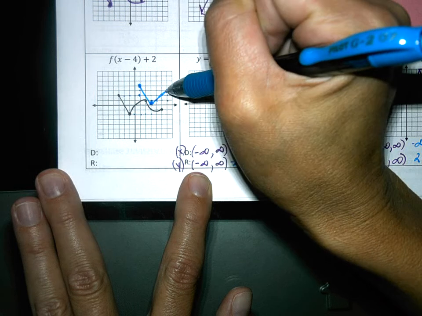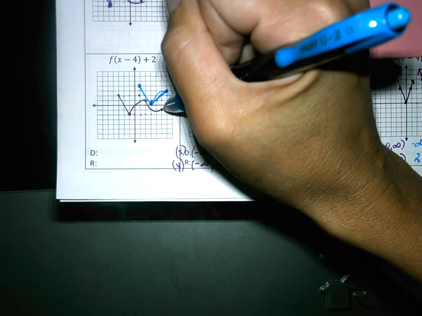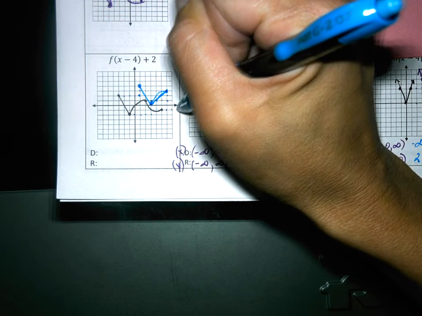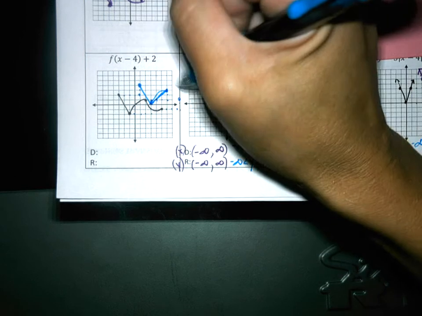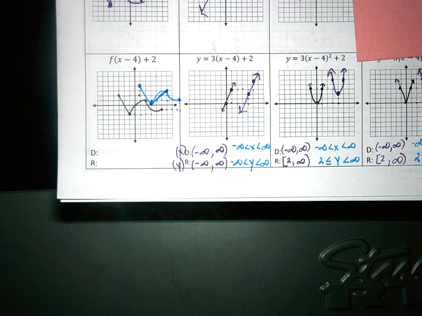Up 2. And then we have right 1, 2, 3, 4, up 2. It's kind of off the graph there a little bit. Did I do something wrong? Okay. All right, so domain.